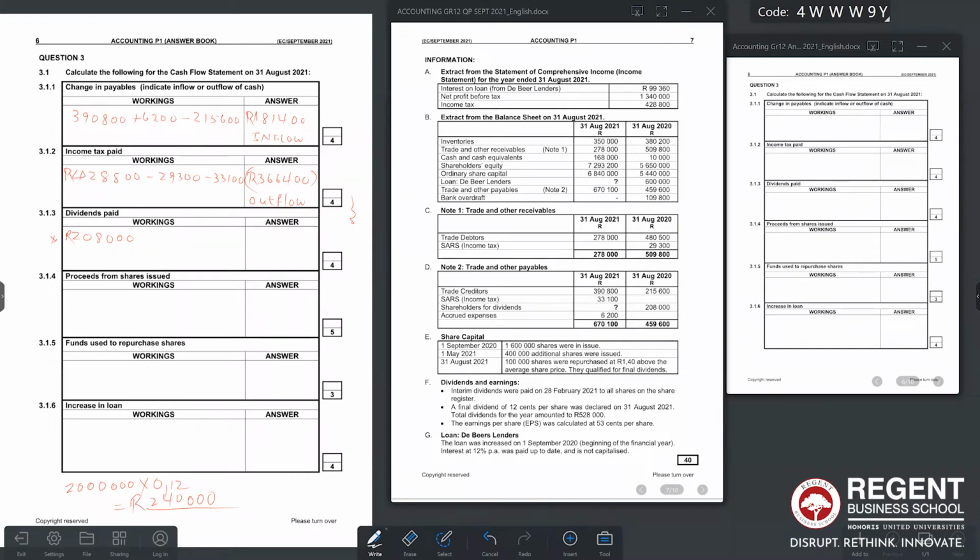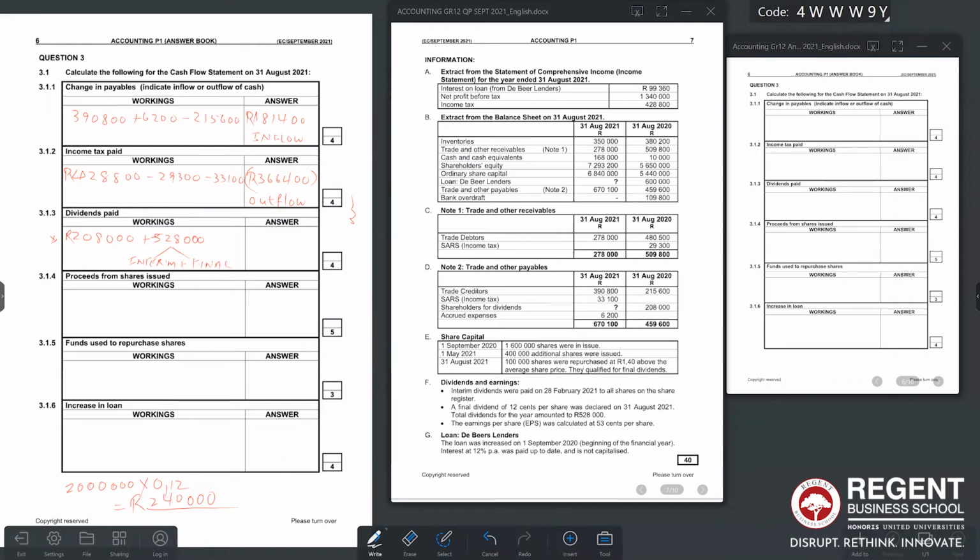Then my total dividends for this year, they gave us the total. So my total dividend was 528. So let's add plus 528,000. But the 528 is made up of two figures. It's made up of interim plus final. If I take out the final from the 528, I'll be left with the interim.